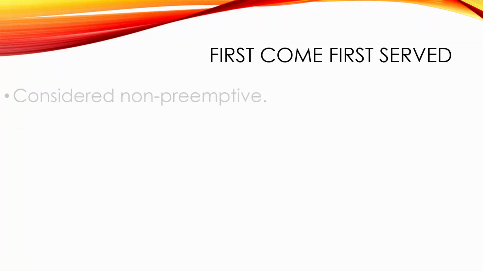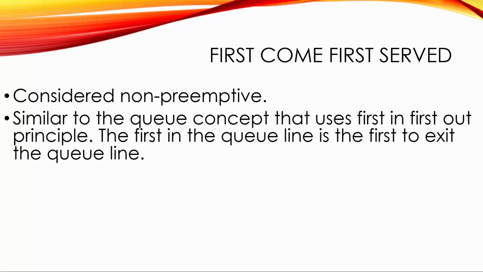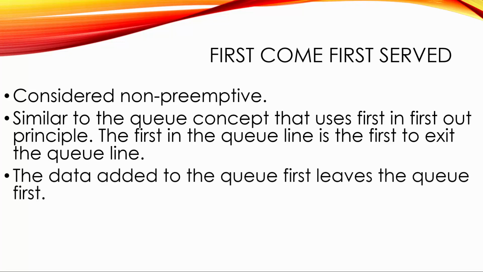All right, first come, first served. This is considered non-preemptive. We'll talk about what preemptive is with another scheduling algorithm later on. Similar to the queue concept, it uses the first in, first out principle. The first process in the ready queue is the first one to be served. So the data added to the queue first leaves the queue first.